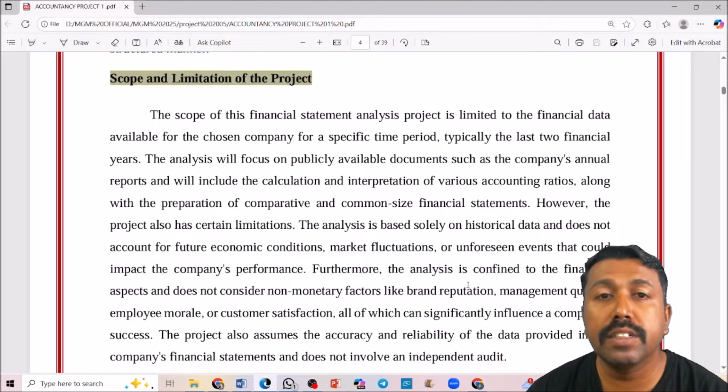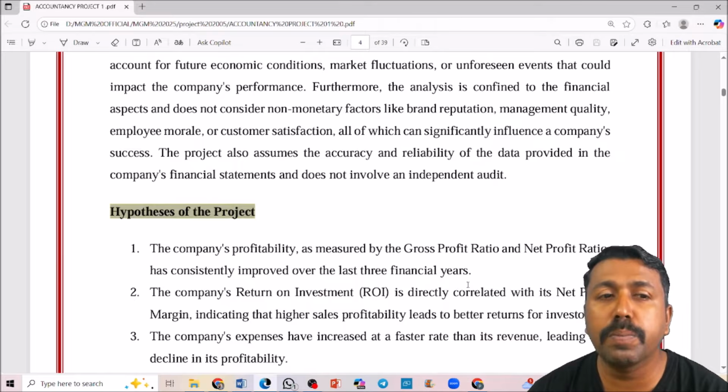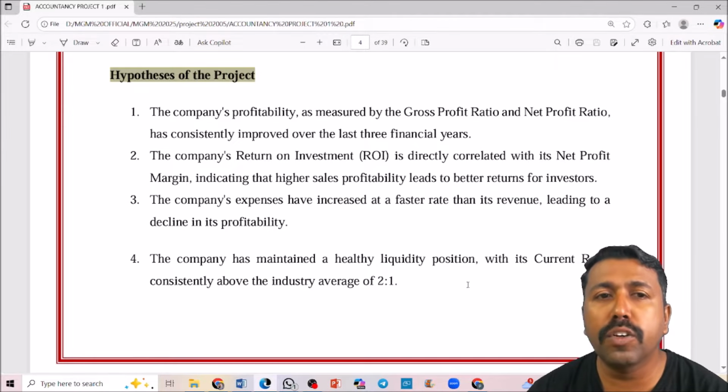Then you can finish the scope and limitation of the project. Kindly never skip the video, watch the entire area, scope and limitation of the project. This much explanation you will never get in any other project. Kindly share this project with your friends. This is the part of our research.